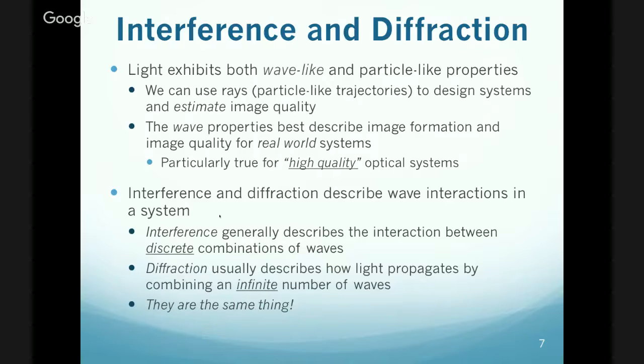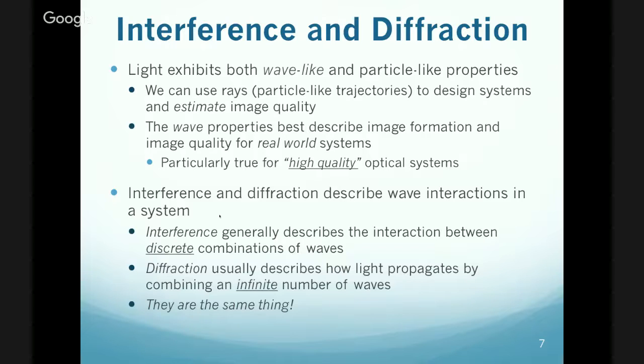One little tidbit that I thought is a good thing to mention is the difference between interference and diffraction. They both describe wave interactions in the system. In general, interference describes the interaction between a discrete combination of waves, like 2 or 10, whereas diffraction usually describes how light propagates by combining an infinite number of waves. And that's the important one. That's the one that we're going to use to talk about how our optical systems form images. But it's important to understand they're really the same thing. Interference and diffraction are exactly the same thing.